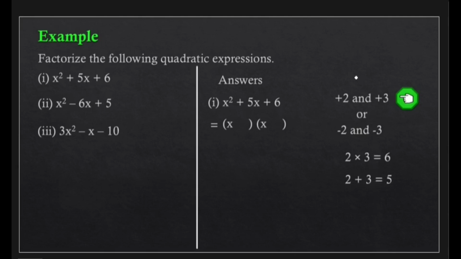So our real numbers we can add here are positive 2, in the other brackets positive 3. So this is how we can factor out or factorize this expression.